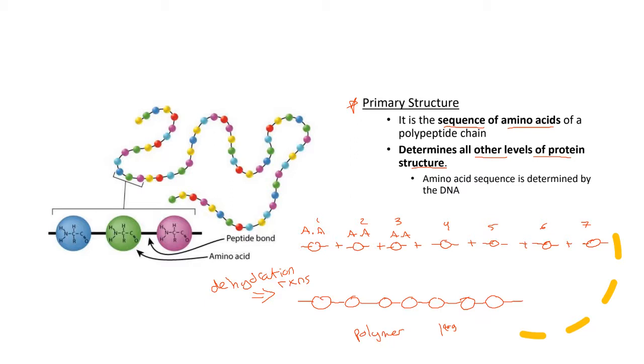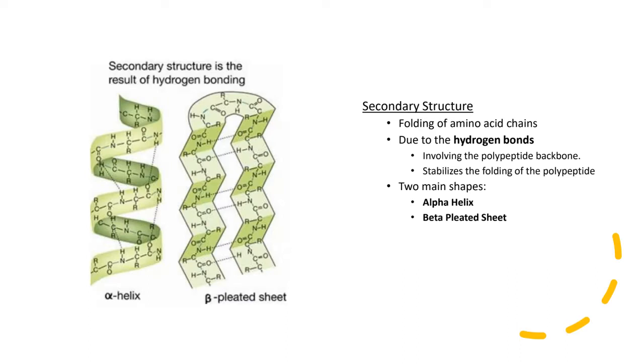Sorry, that was a little messy. The primary structure. It's just a chain of amino acids. So far, so good. Now, next, we're going to go to the secondary structure, which is going to be based on the shape of this polypeptide. And here we go. Secondary structure is going to be the folding of the amino acid chains.